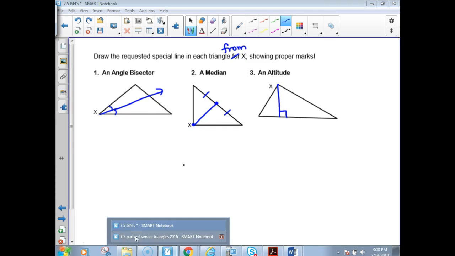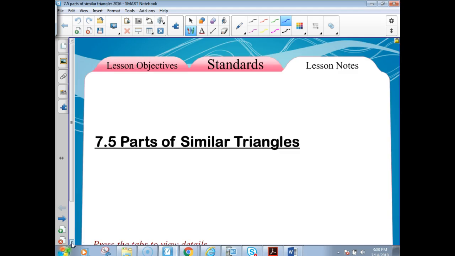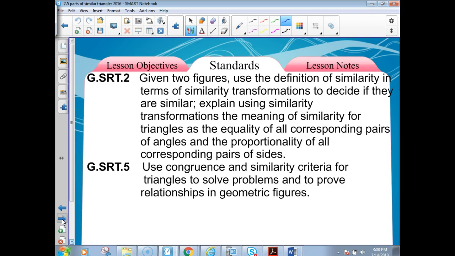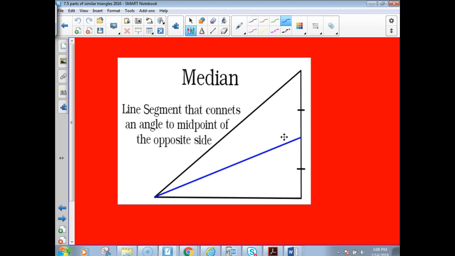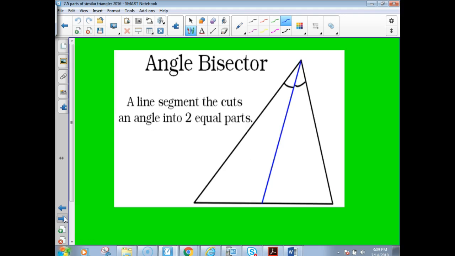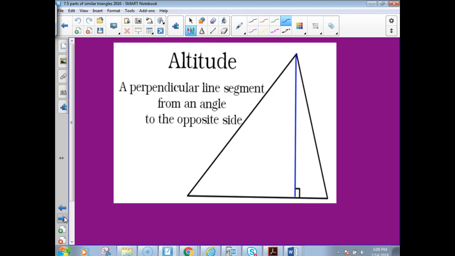Okay, so now we're on to the packet. This is just review of the types of segments we've discussed in the class. Mid-segment that meets the midpoint of both sides. We didn't do that today. Perpendicular bisector, altitude, angle bisector, and median we did talk about. These are old ones. There's a picture of a median, really nice looking picture. What an angle bisector is like, and an altitude.